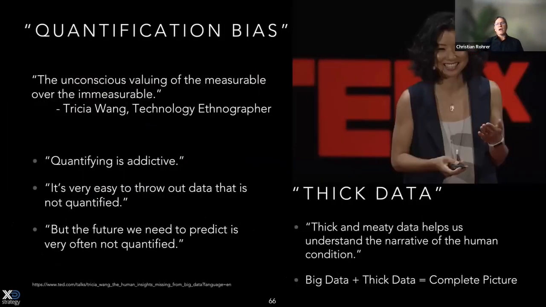And Tricia Wang, in her TEDx talk on YouTube, nailed what it's all about. It's about this thing called quantification bias. There's this unconscious value that is put on the measurable over the immeasurable. This is a great talk if you want to see it, but her whole point was that people gravitate towards that and they don't understand how to use qual.